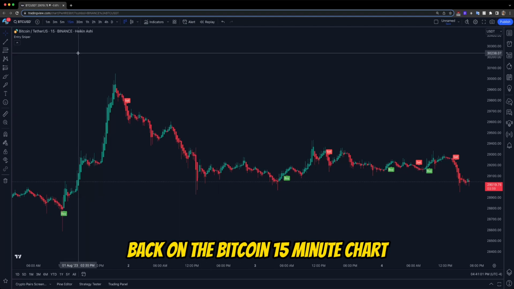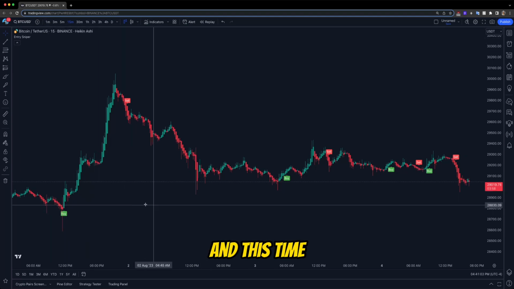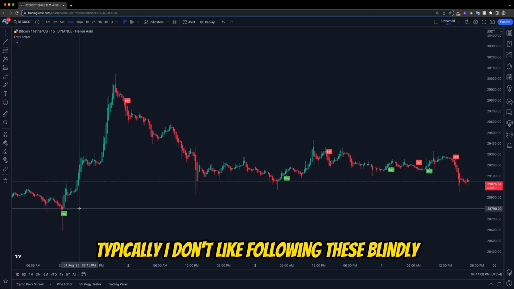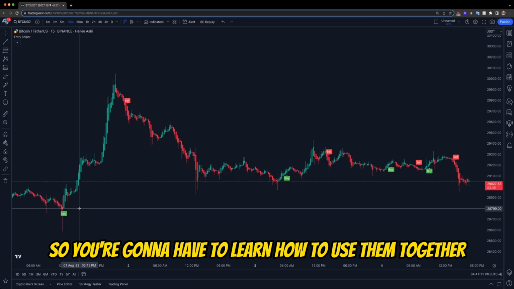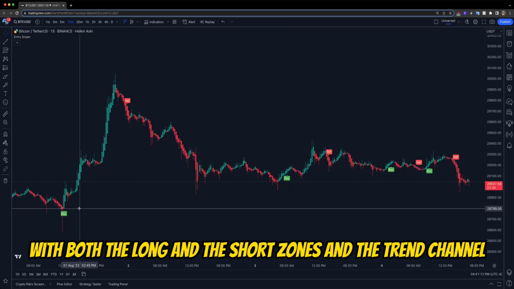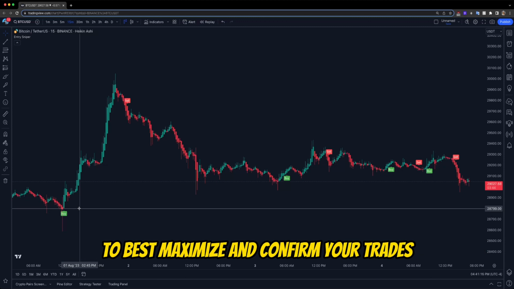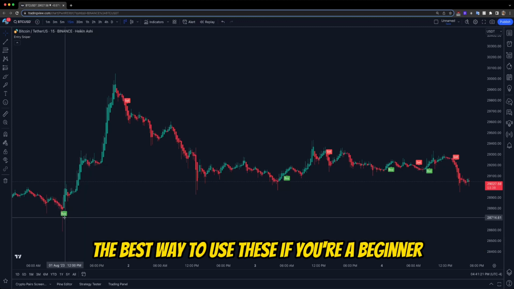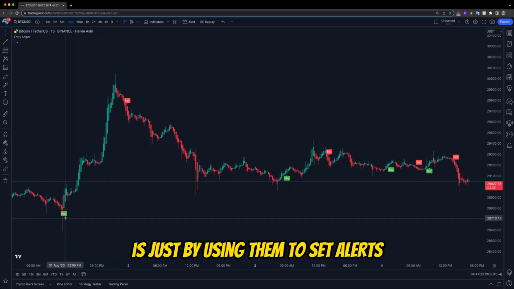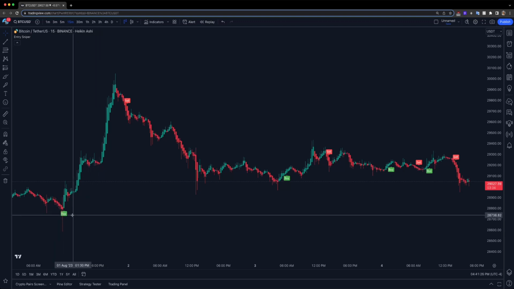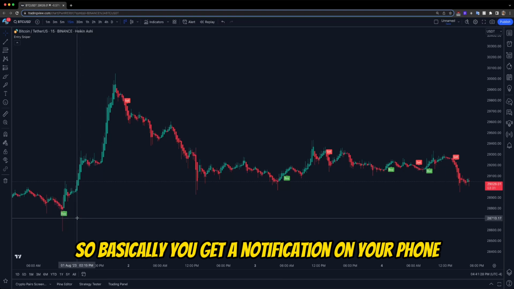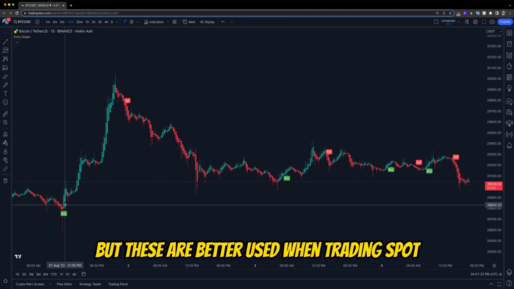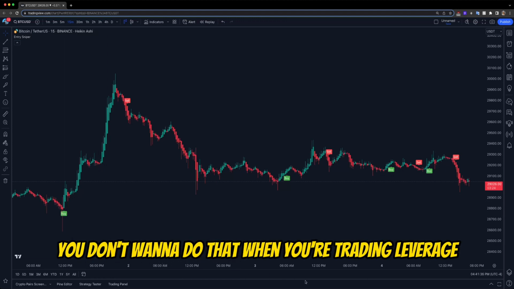Okay, now we're once again back on the Bitcoin 15-minute chart, and this time we're only displaying the buy and the sell signals. Typically, I don't like following these blindly, so you're going to have to learn how to use them together with both the long and the short zones and the trend channel to best maximize and confirm your trades. The best way to use these if you're a beginner is just by using them to set alerts. So you'd get a notification on your phone as to when you should buy or when you should sell. But these are better used when trading spot. You don't want to do that when you're trading leverage.